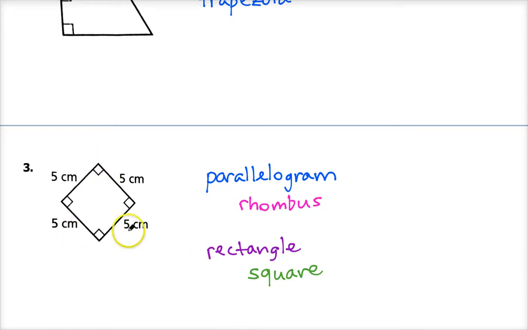Okay, so this figure here, more often than not, you would just call this a square, but technically it has the characteristics of all four of these figures. It's a parallelogram, it's a rectangle, it's a rhombus, and most specifically, it's a square.